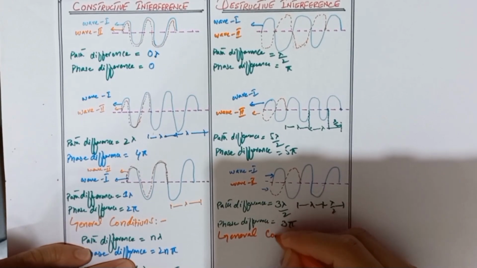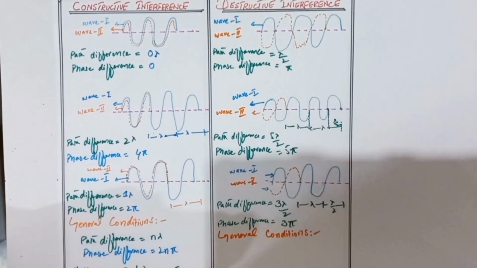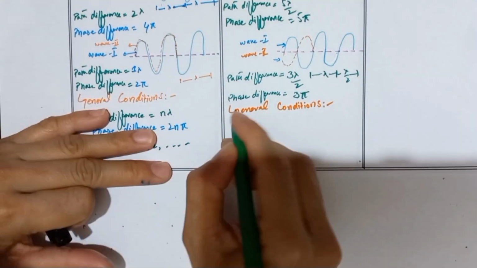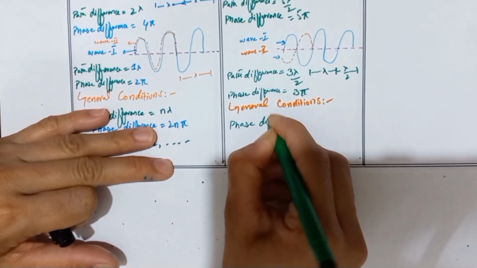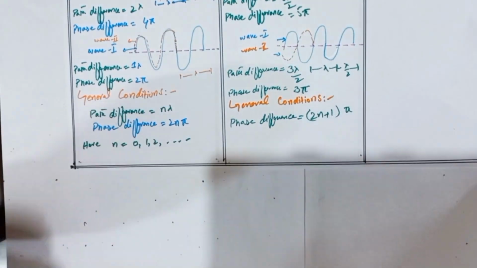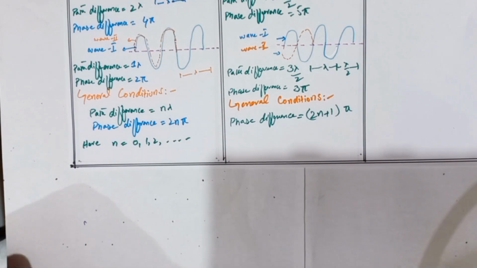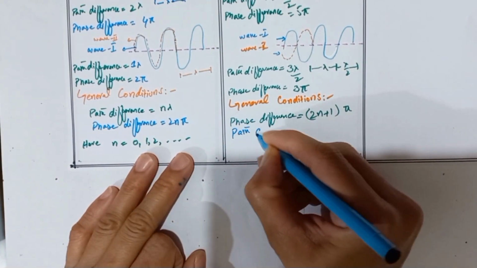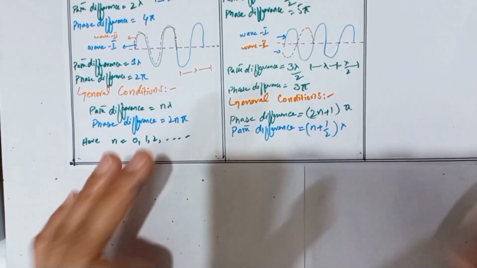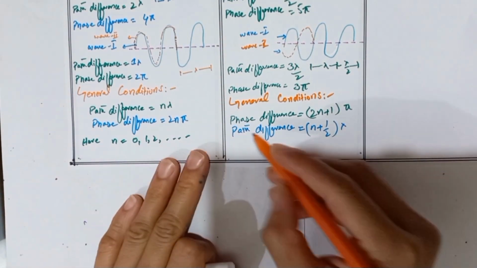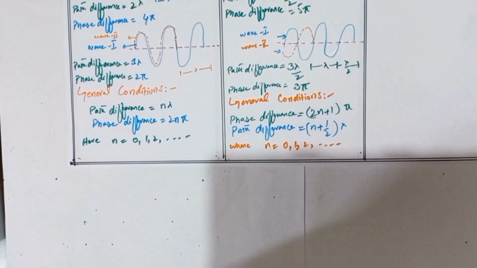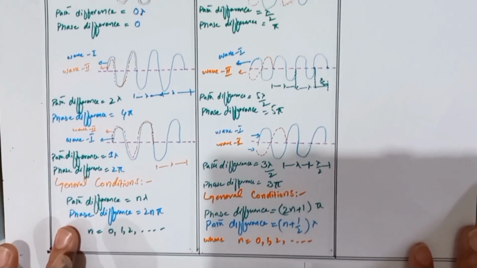Now we write the general condition. The phase difference is equal to (2n plus 1) pi. The path difference is equal to (n plus 1 over 2) times lambda, where n is a whole number: 0, 1, 2 and so on. This is all about the respective interference conditions.